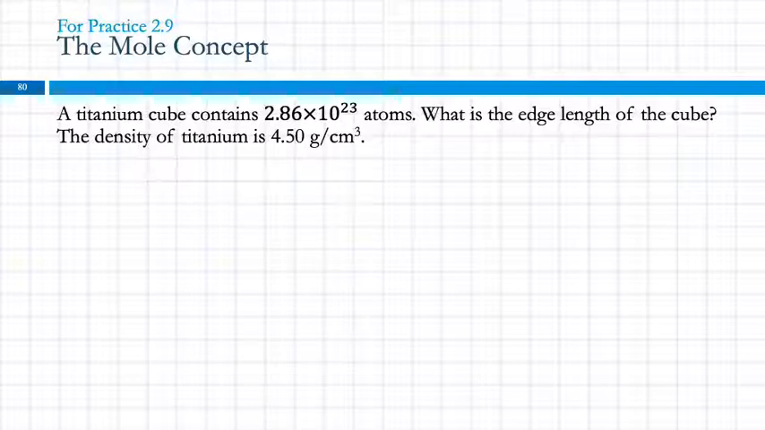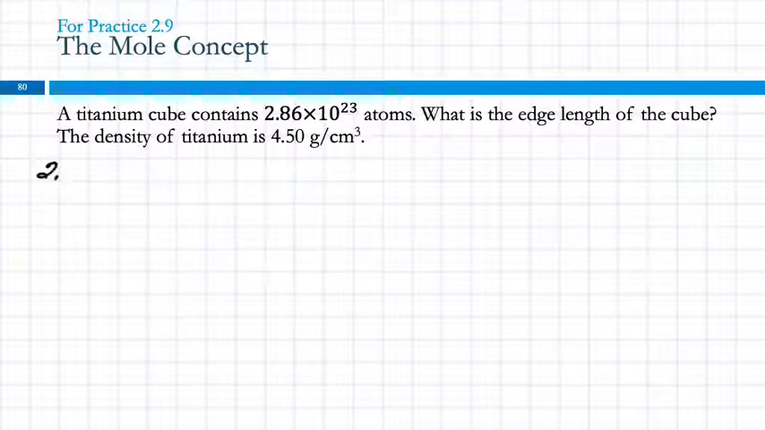Titanium cube contains 2.86 times 10 to the 23rd atoms. What is the edge length of the cube? The density of titanium is 4.50 grams per cubic centimeter. Okay, this is one of those ones that you're like, what the heck? We can do this. This requires thinking and the units are going to help us out. This is not unlike the one with the Antarctica and how much does the ice weigh that I gave you on that worksheet. Okay, so we're going to pull the numbers out and write them down.